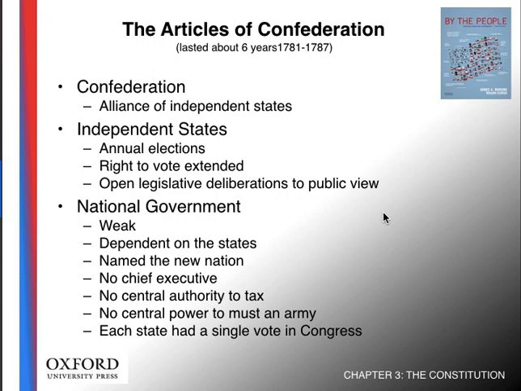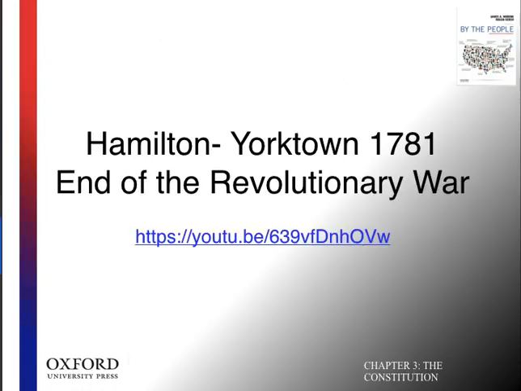The national government was quite weak under the Articles of Confederation. They were very dependent on the states. They had no executive branch. They didn't have the right to tax, and therefore were unable to have an army, and that made it difficult for them to do their job of protecting from foreign powers.